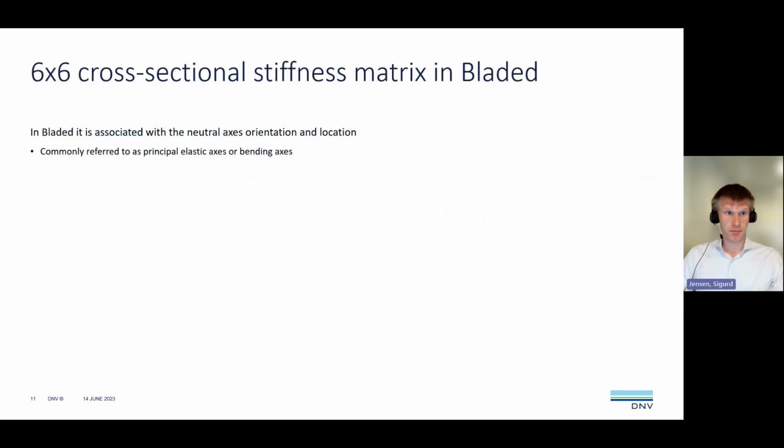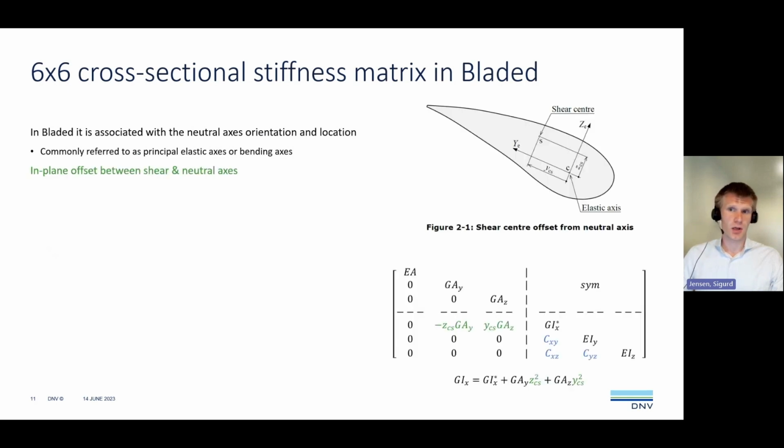Yeah. So in Bladed, we don't have a 6x6 matrix as a possible input for the user, but we do have a matrix internally, and this is associated with the neutral axis orientation and location, which is also commonly referred to as the principal elastic axis or the bending axis. So it's shown here on the bottom right-hand side, the terms that we are capable of modeling at this point.